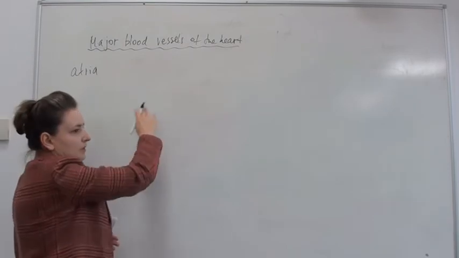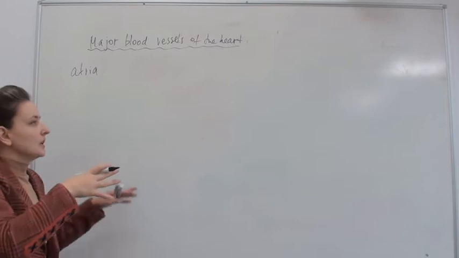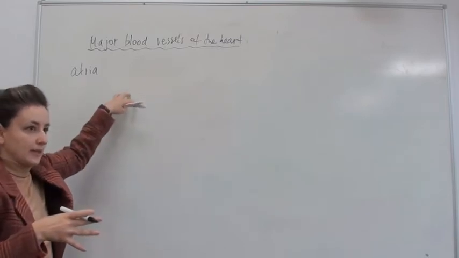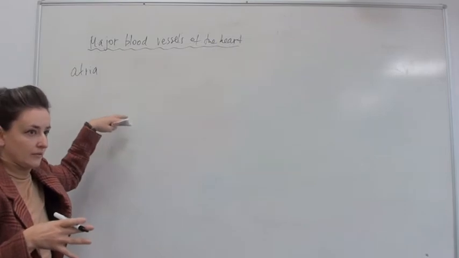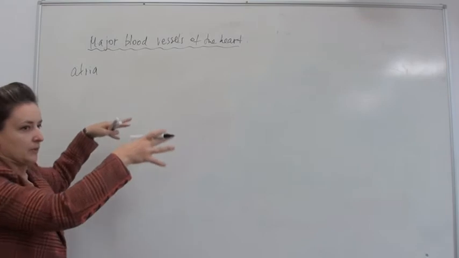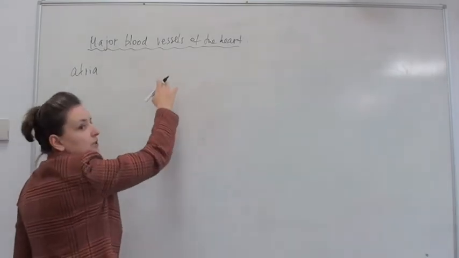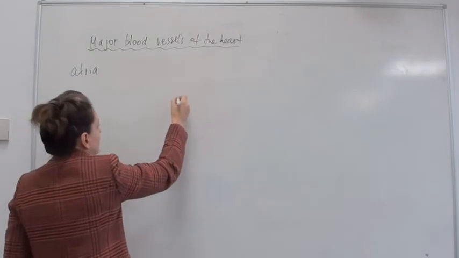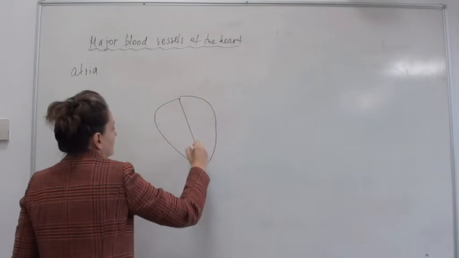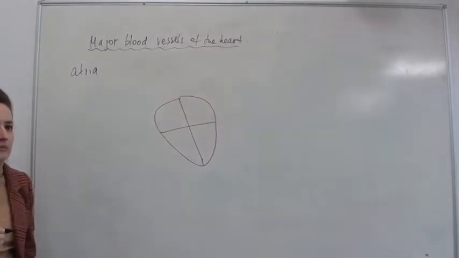So again, I'm going to draw my tilted egg, the heart. Leave yourself a bit of space at the top, because we're talking about atria, so we need to have blood vessels coming into or leaving the atria, and therefore we need a bit of space at the top of that drawing. So make sure you're not positioning it right to the edge of the page. Okay, so my tilted egg with a cross showing the four chambers.